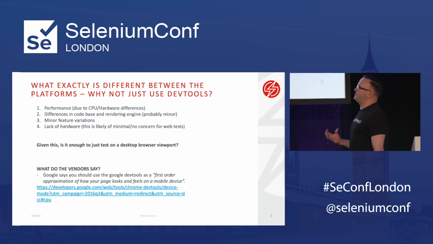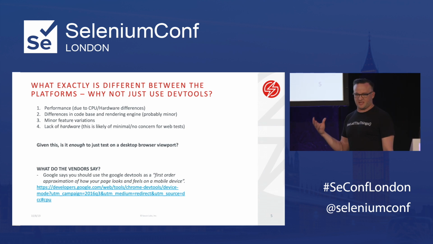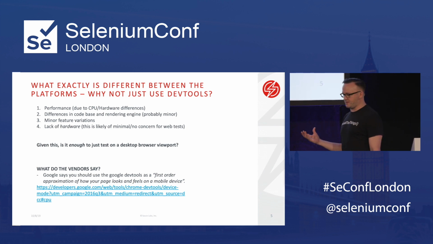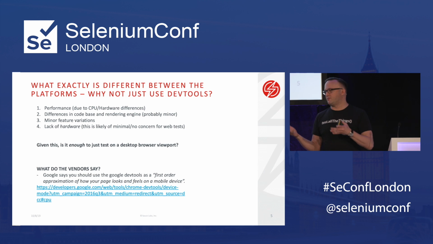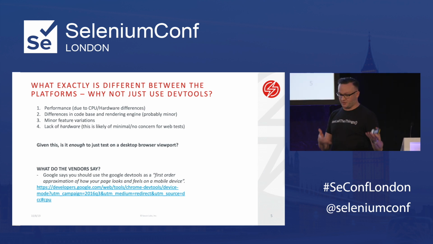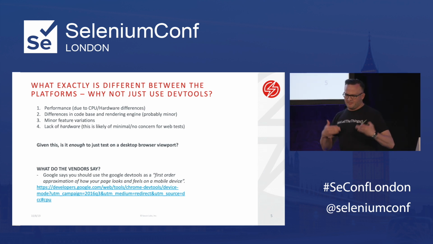Well, I think the first thing you need to do is understand what's really different between these different models of operation. And there's a few differences listed at the top there. Performance. There's some minor differences in code base, for example, related to CPU and architectural differences between, say, a real device, say, iPhone, or a desktop browser. Minor feature variations, which are quite well documented, and also a lack of hardware, though this is probably not much of a concern for web tests.